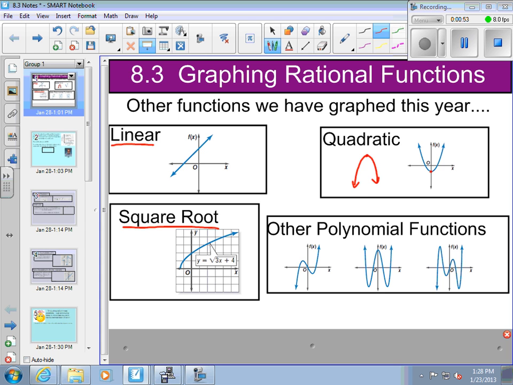And we've looked at other polynomial functions where we looked at finding zeros. Those are where it crosses through the x-axis. We looked at minimums and maximums and different stuff like that. Well, today we're going to look at graphing rational functions. To do that, we're going to look at a couple different examples.